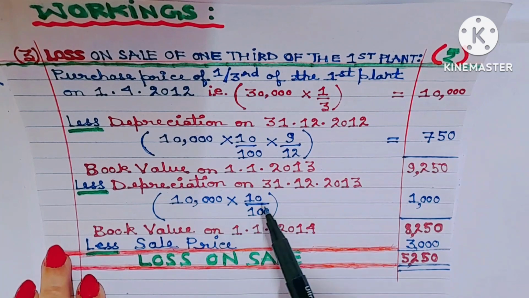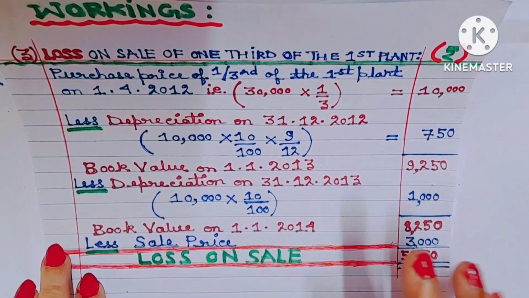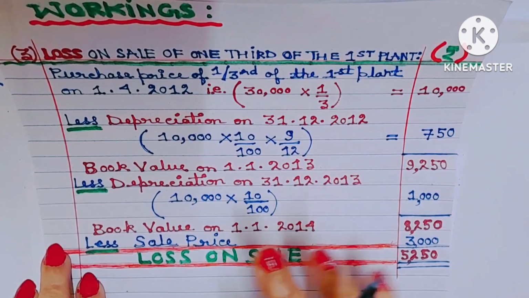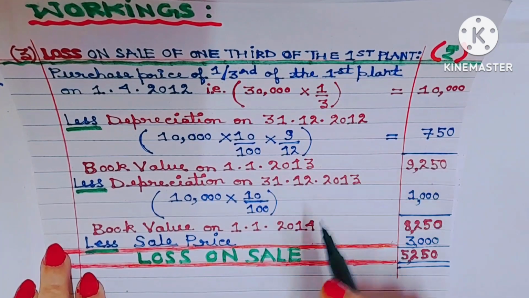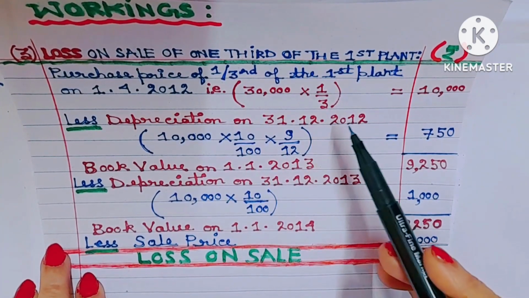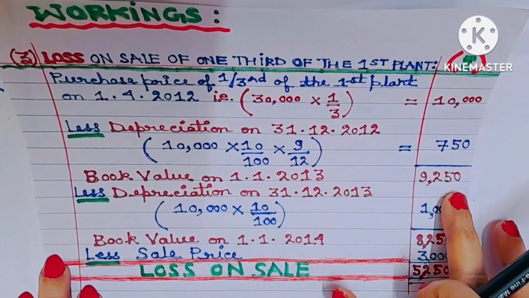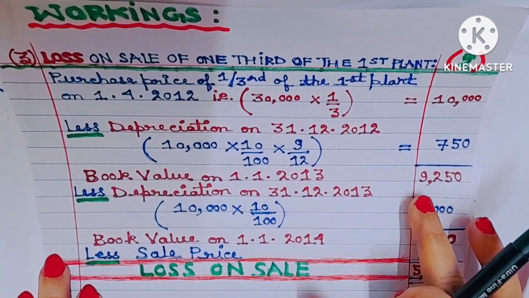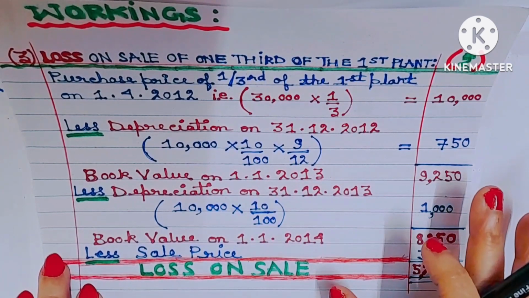10,000 into 10 by 100 will give you 1,000. Understood? Please don't charge on 30,000 because the whole plant was not sold. Only 1/3 of the plant was sold. That is the reason we have calculated the value of 1/3 of the first plant: 30,000 into 1/3, 10,000. Please do not charge depreciation on 9,250 because we are charging depreciation under the straight line method.